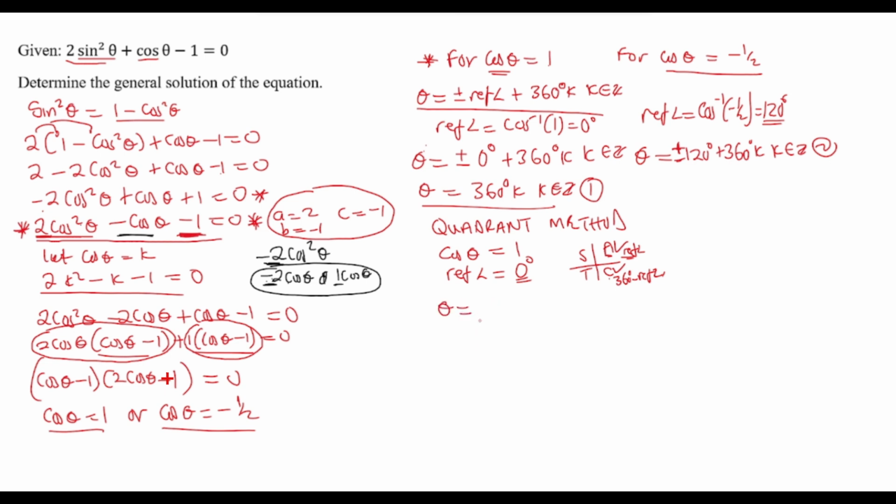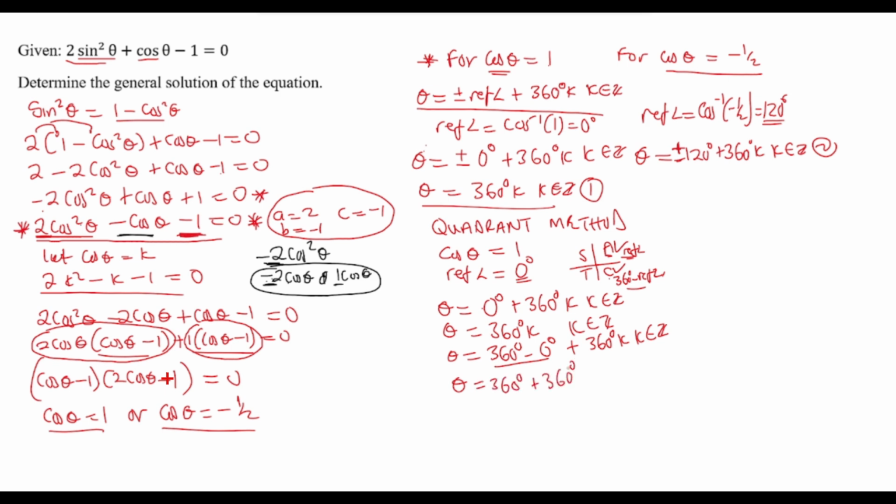So it's going to be theta is equal to, our reference angle is 0 degrees, and then plus 360 degrees times k, where k is an integer. So this reduces to just theta is equal to 360 degrees times k, where k is an integer. Then fourth quadrant is going to be theta is equal to 360 degrees minus reference angle, which is what? Which is 0 degrees. Then plus 360 degrees times k, where k is an integer, right? And then this reduces to 360 degrees plus 360 degrees times k.